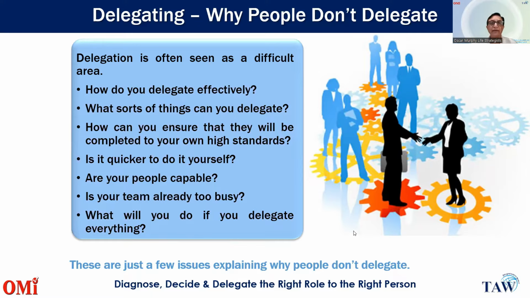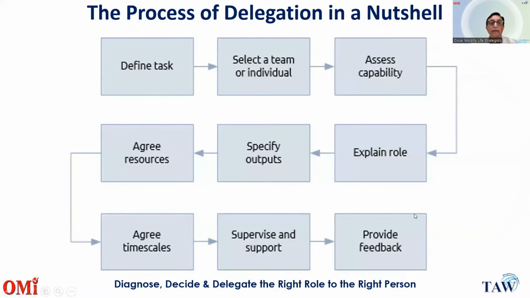So let's go further and look at what is the process of delegation in a nutshell. Very simple. Define the task. Select a team or an individual to whom you want to delegate. Assess the person's capability or the team's capability. But have a discussion with them, explain the role. Very clearly specify outputs. Agree on the resources that they need to make sure things happen. Also agree on the time scales.